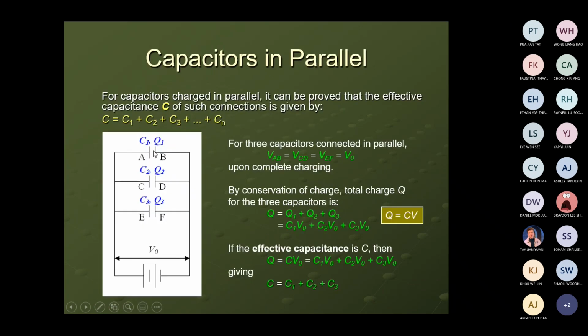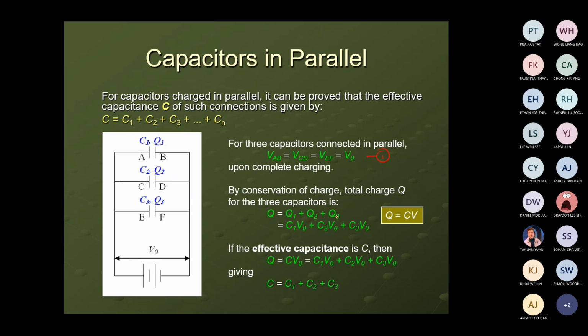If 3 capacitors are connected in parallel, the voltage is the same. So VAB is equal to the voltage of each of the 3 capacitors. This is the voltage equation. Then charge is conserved. Q total, the total charge of the capacitors, is Q1 plus Q2 plus Q3 in parallel.